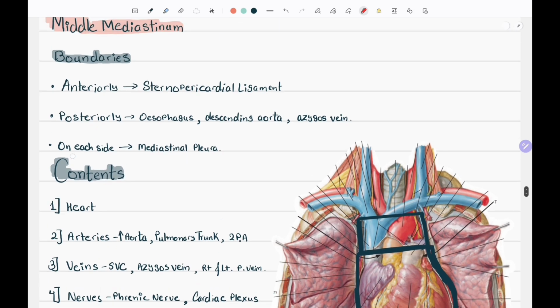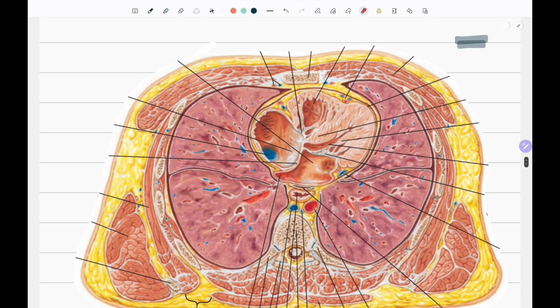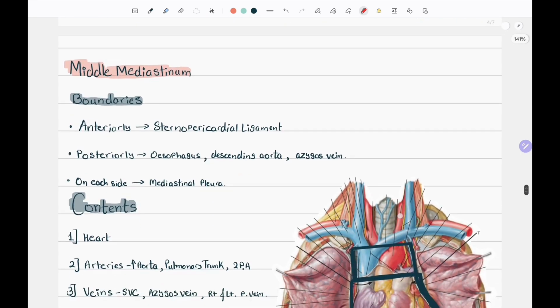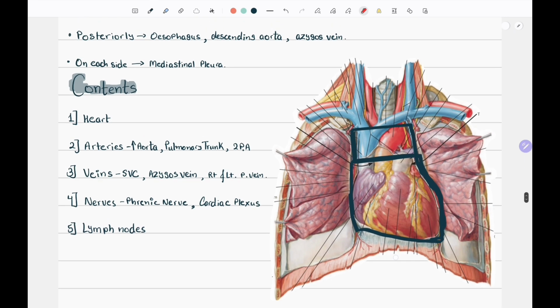And lastly, on each side we have the mediastinal pleura. As I've already told you, this is the heart. The heart sits in the middle mediastinum of the inferior mediastinum, and on either side we have the mediastinal pleura. So the contents, as I've already told you, the heart sits in the middle mediastinum.